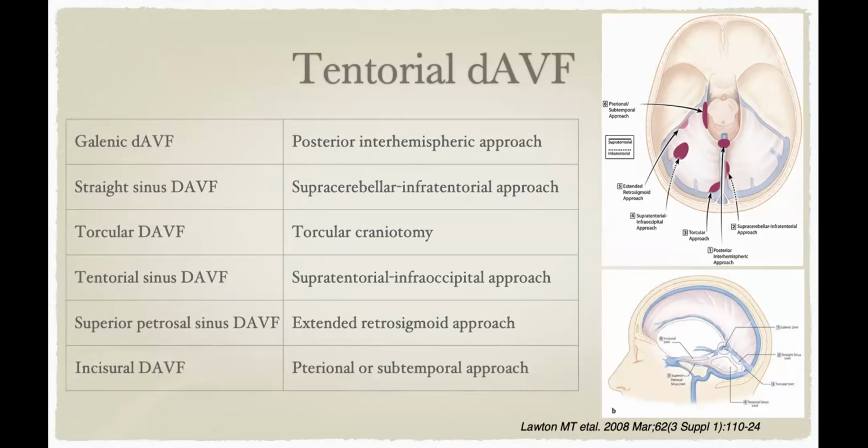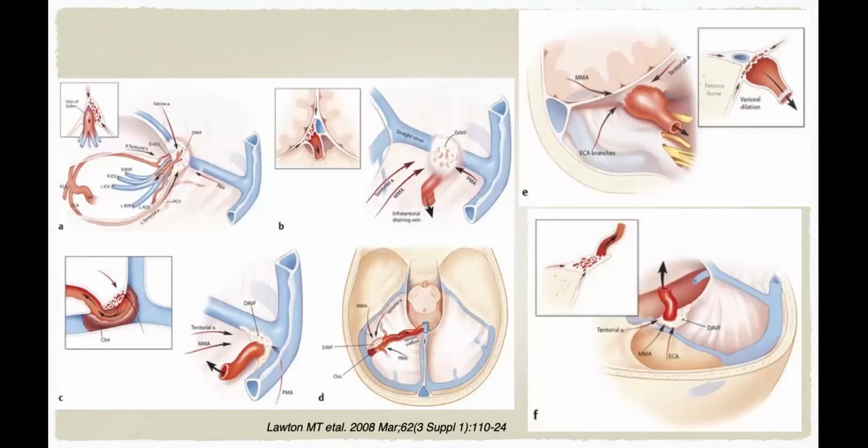The beauty of these six types is that out of the six, four are basically draining into infratentorial spaces. So the torcula, the straight sinus, the galenic type, and the superior petrosal will be draining infratentorially. Hence, the exposure will be infratentorial. However, the tentorial sinus dural AV fistula and the incisural dural AV fistula will be draining supratentorially, and in these cases, we have to expose from the supratentorial side.